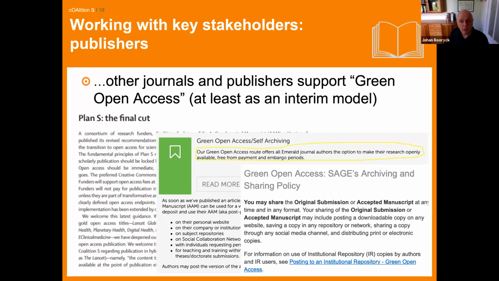And I have talked to these publishers, and they do not report a significant drop in subscription revenue. So apparently the sky does not come down when publishers allow for green open access. Quite the contrary, business goes on as usual. So this is very important to note, I believe.